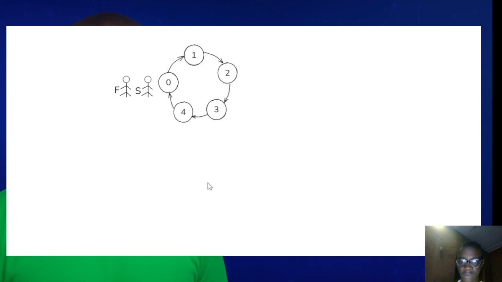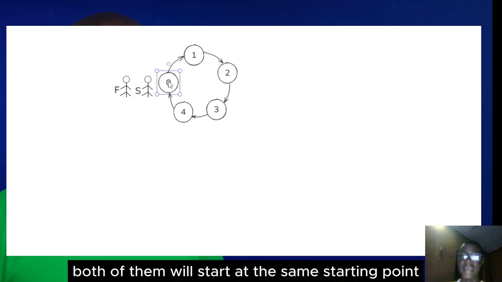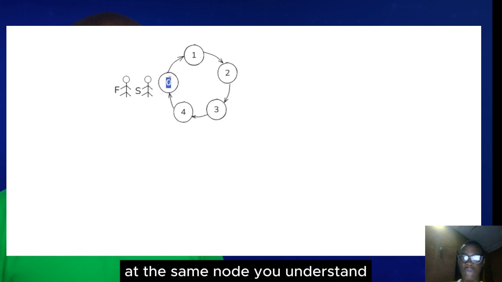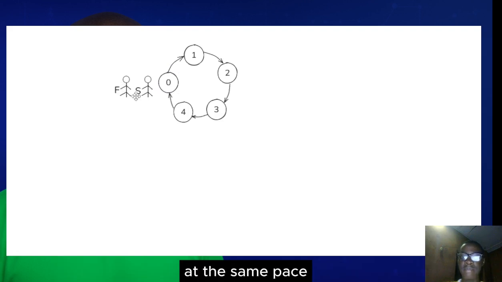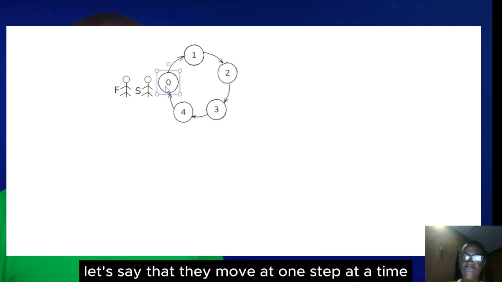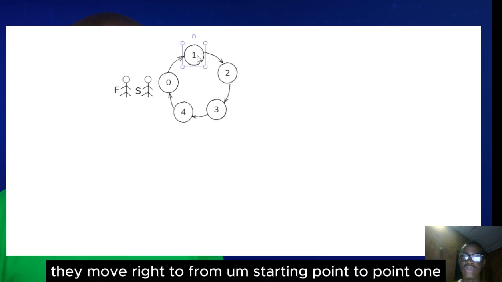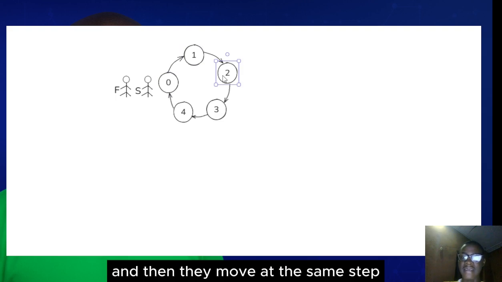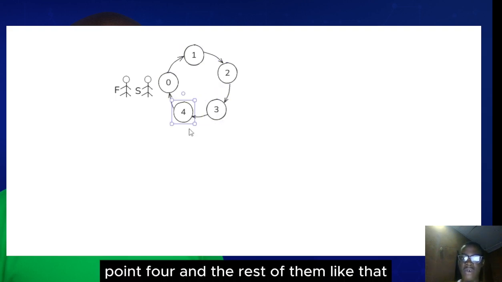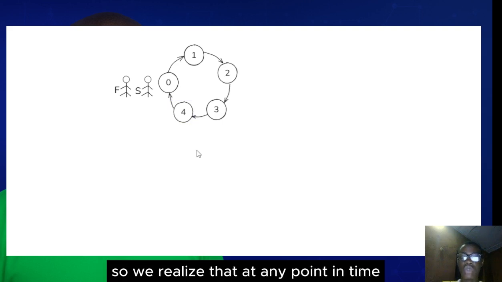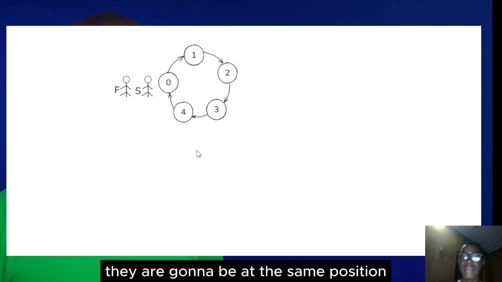So we have two runners that are running around a racetrack that is represented as a circular linked list like this. Both of them will start at the same starting point, at the same node, and we would observe that if they both move at the same pace, let's say one step at a time, they move from the starting point to point 1, then to point 2, then point 3, point 4, and the rest like that. So we realize that at any point in time they are gonna be at the same position, at the same node.